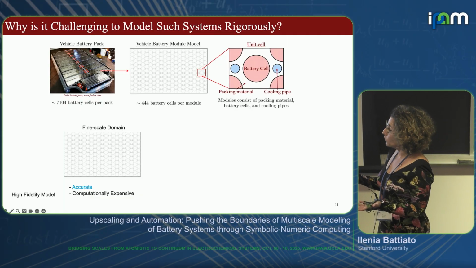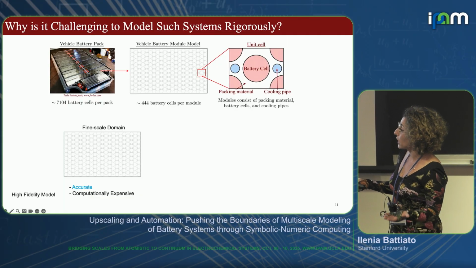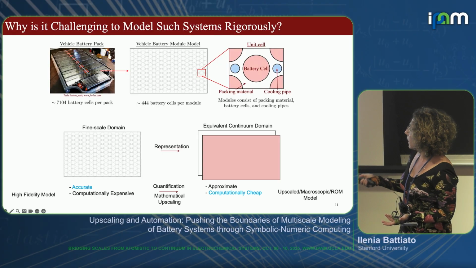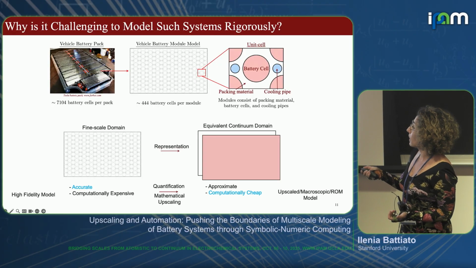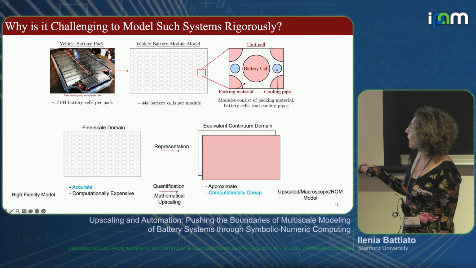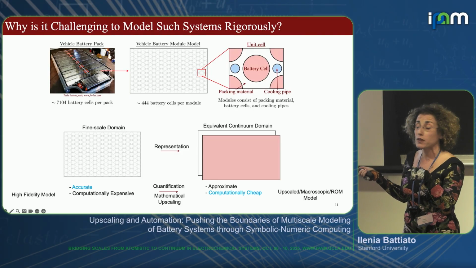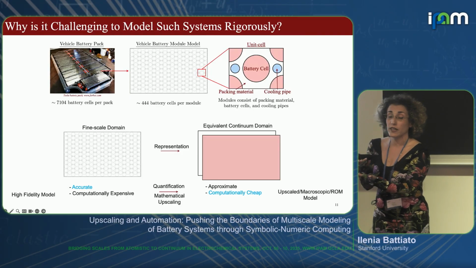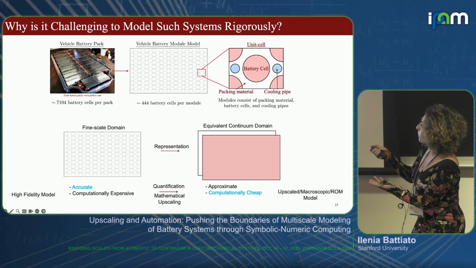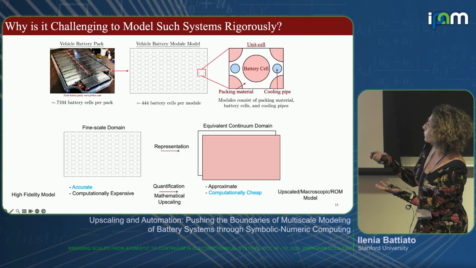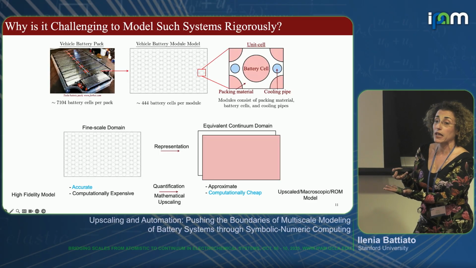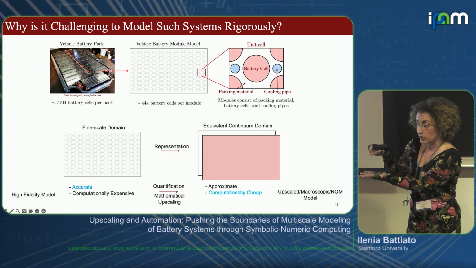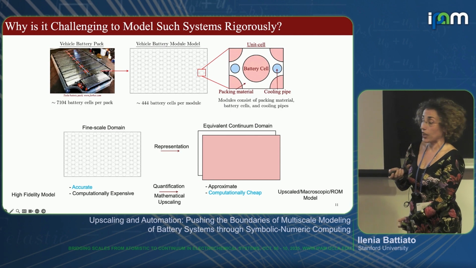Again, we can use fine-scale models. We know they're accurate, but they are computationally expensive. Or we could use this equivalent continuum approach. Now, I would like to note that compared to the previous case, in this case, we have two overlapping continua, one that represents the battery cell domain, and the white one that represents the packing domain. And these two continua essentially communicate with each other.